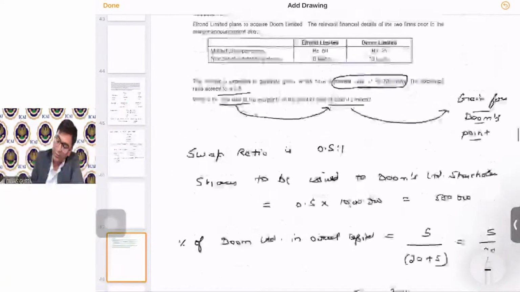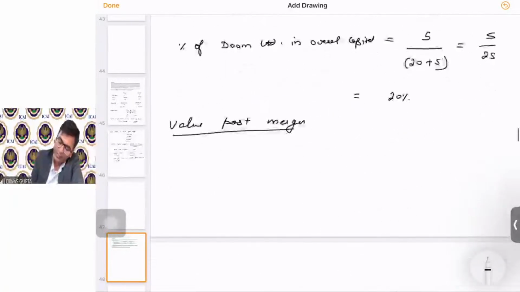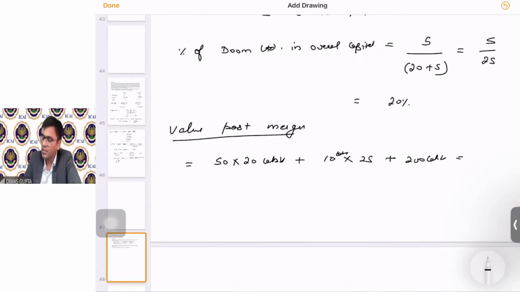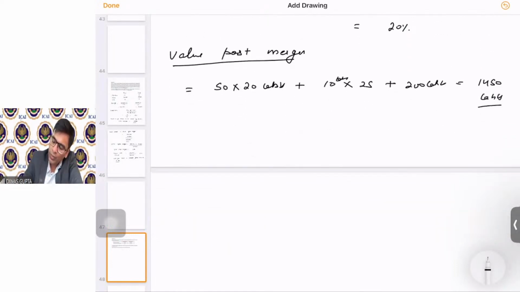Yes, we can calculate. What was the Elrond Limited value? 50 into 20 lakhs. Correct. What is the Doom Limited value? 10 into 25. In a way, 25 is the price and 10 lakhs are the number of shares. Plus 200 lakhs is the present value of synergy gain. So 1450 lakhs becomes the value post merger. Now within this value, this will get split into two, 80% and 20%. 20% will belong to Doom, 80% will belong to Elrond.